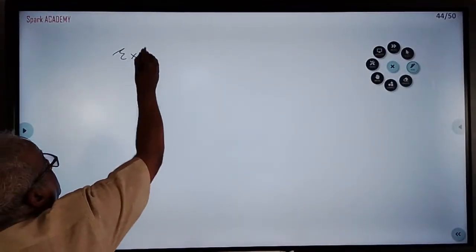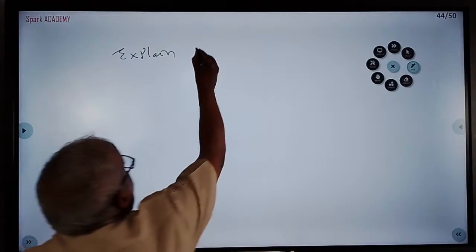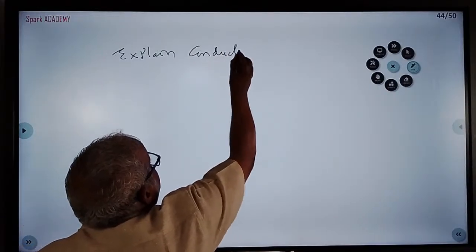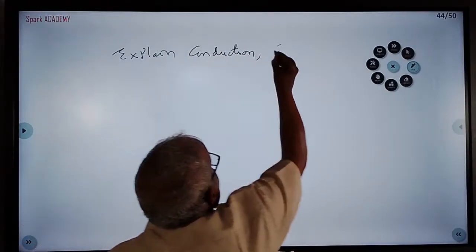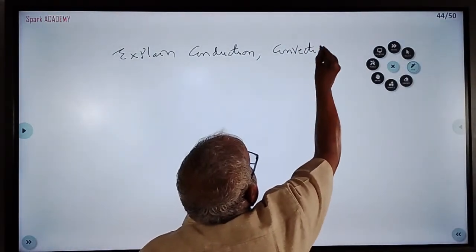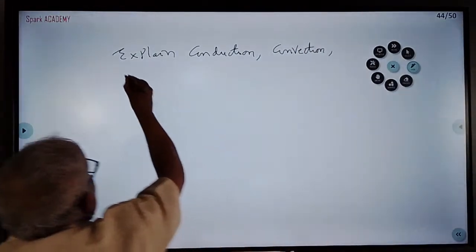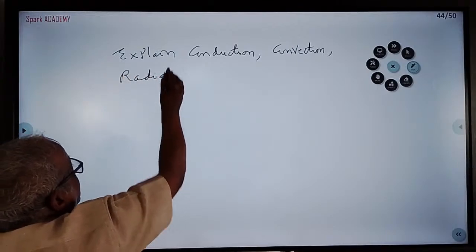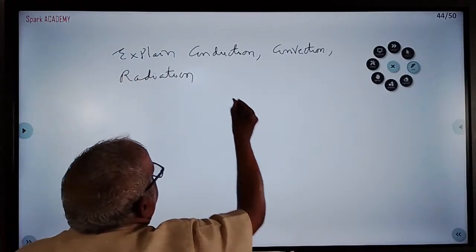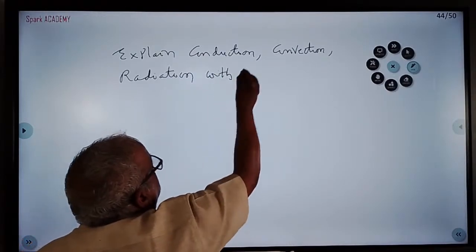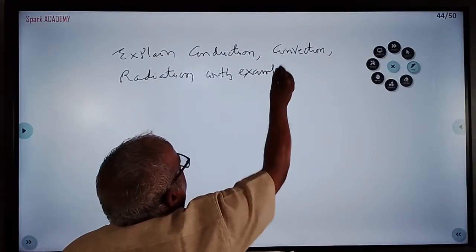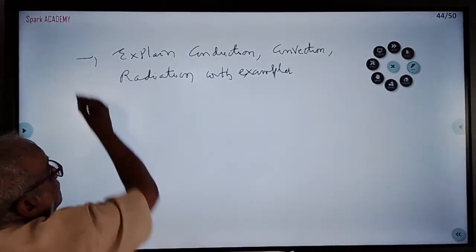Next question: explain conduction, convection, radiation with examples. Explain conduction, convection, radiation with examples. This is another important question.